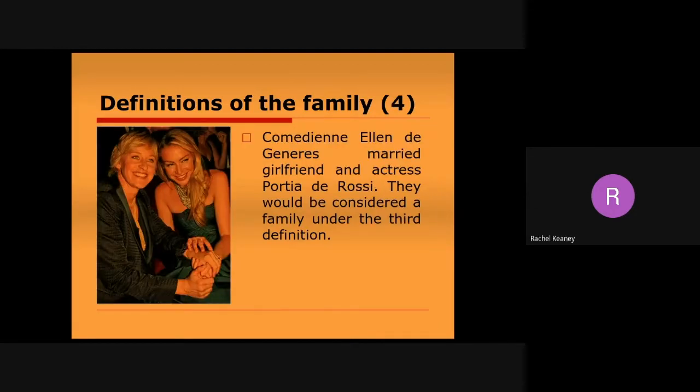So we can see then that comedian Ellen DeGeneres married girlfriend and actress Portia de Rossi a few years ago. They would be considered a family under the third definition. And if you think of a number of famous celebrity couples who happen to be same-sex couples, they would fit under the postmodern idea of support.